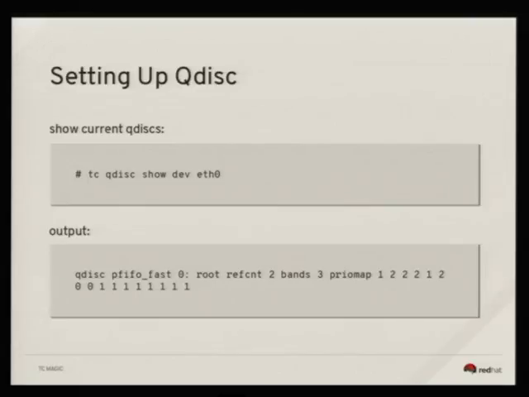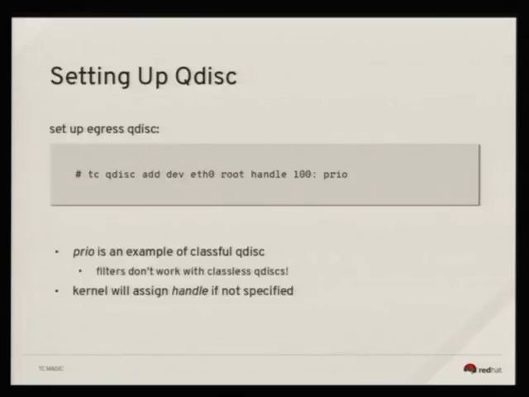We have a Qdisc named pfifo_fast attached to eth0. And some more stuff, more about that later or never, because most of that is just specific to this particular Qdisc. The important thing is this is the name of the Qdisc. Let's replace it with a different one. We don't like pfifo_fast for whatever reason. We want to add a new one.